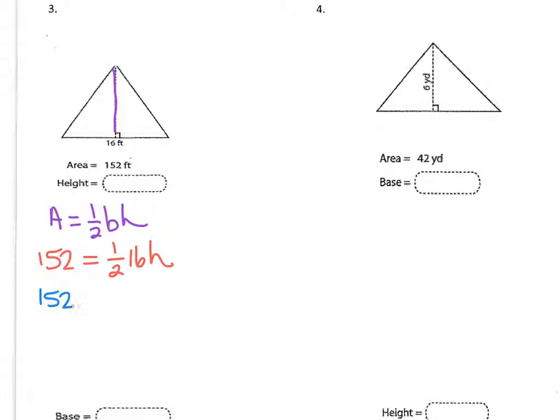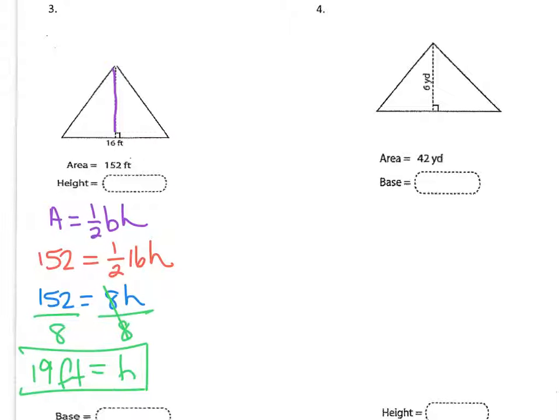The next thing we're going to do is simplify. Half of 16 is 8, and so now we have 8h. And then to solve, we're going to divide both sides by 8. So h equals 152 divided by 8, which gives us 19, and the unit on that would be feet. Okay, so we put 19 feet here. So our height was 19 feet.